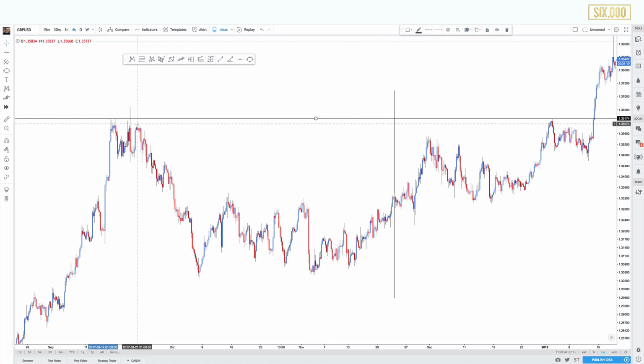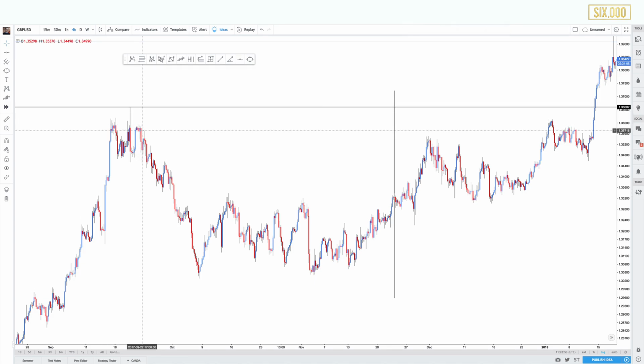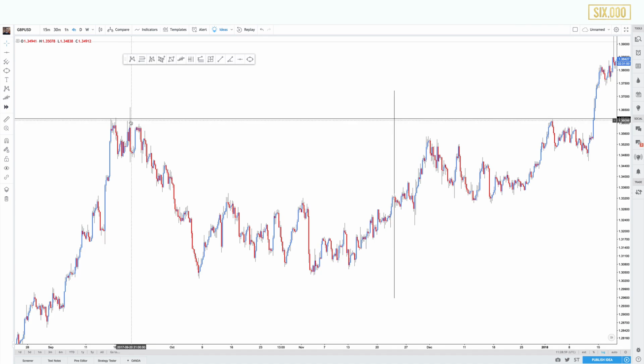So again, we want to take an area where it makes sense. So we don't want to use this point here because it's away from all of the price action. We want to bring it down. And again, this point here would make perfect sense. And I'll explain why just in a moment. So price decreases. We then create our support level.